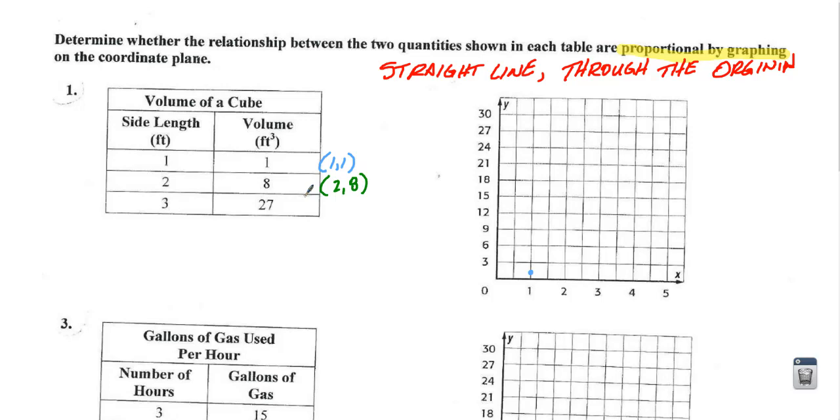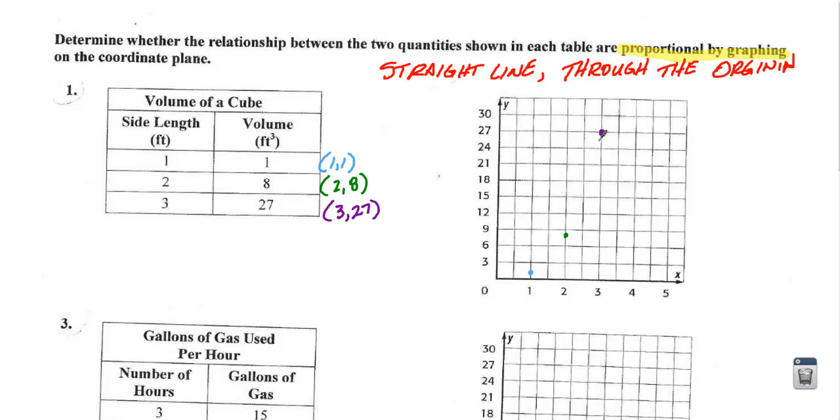So it helps sometimes if you put the points down and then know that you're going to end up graphing those points. So 2 and 8. 8's going to be 2/3 between 6 and 9. And finally, our last point, 3 and 27. Now we're going to put a line through the points.